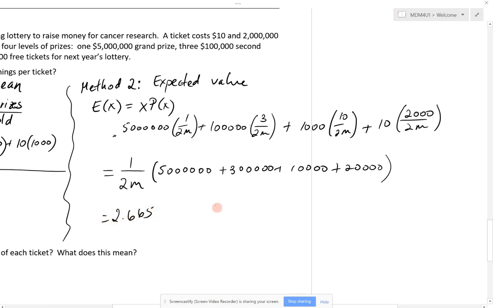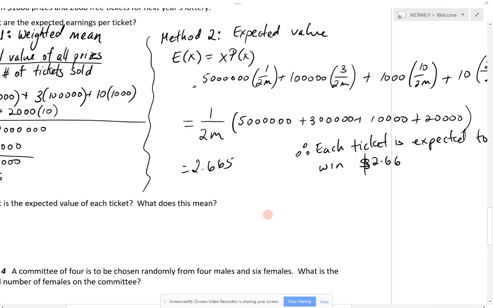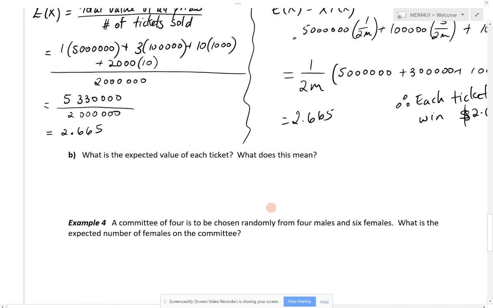So I'd say here, therefore, each ticket is expected to win $2.66. Okay. So part B: what is the expected value of the ticket and what does it mean?